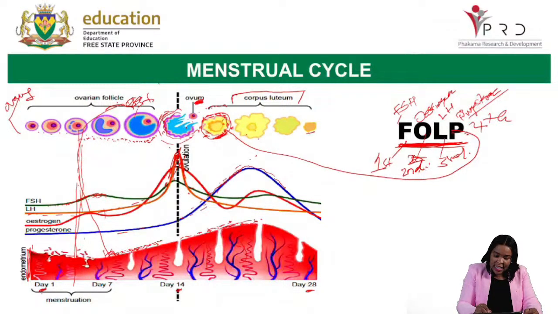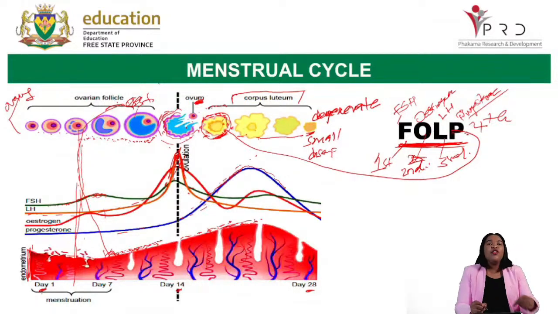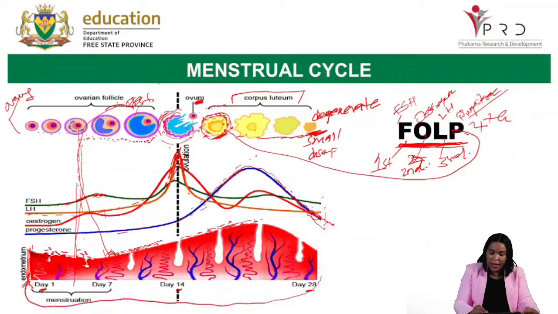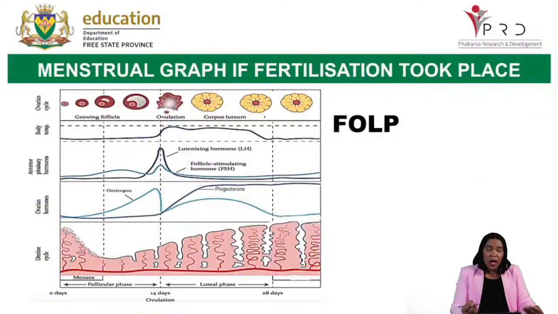But if fertilization does not take place, look, the corpus luteum degenerates. It becomes small, or it disappears. You see it now becoming small. Then you know that fertilization did not take place. Therefore, the levels of progesterone are going to go down. You see, as the progesterone is getting smaller, look at the blue line, the progesterone is going down. Therefore, it means this person will undergo what? There will be shedding of the endometrium, which is the menses, and then the cycle will start over again. So follow the FOLP method, and then you will see that you now know how the hormones work one after the other. And then the next diagram shows us the same FOLP with a different graph, but with the same interpretation.